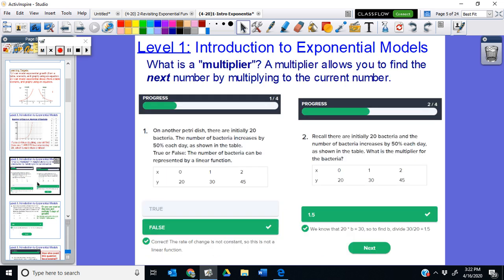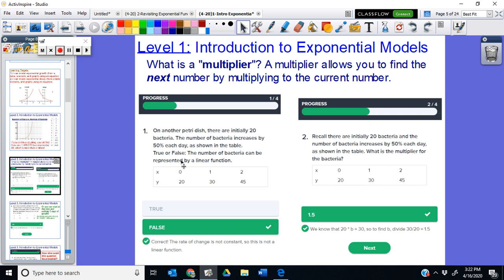Then there are these things that are called progress checks, little check-ins to see how you're doing along in the lesson. So there are 4 questions that we're going to answer. But there's a question that you need to answer first. What is a multiplier? It is a number that allows you to find the next number by multiplying to the current number. So let's look at an example of that.